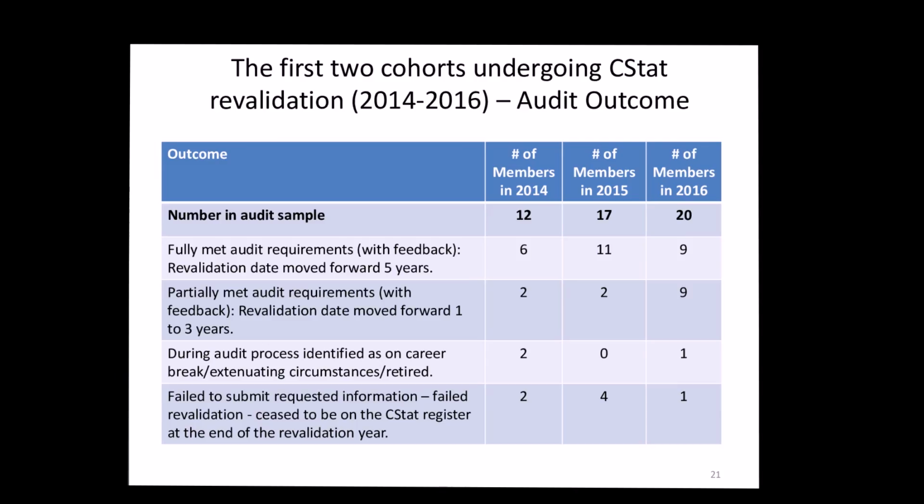And that's slide 21, and the title should say the first 3 cohorts rather than the first 2 cohorts. So slide 21 summarizes the outcome of the audit process in the 3 years. The number selected for audit is about 10 to 15% of those eligible, and that is of those selecting option A. Those fully satisfying the audit requirements include members who were given feedback on improvement areas, and also one or two may have been asked to provide additional information before the final assessment was made by the panel.